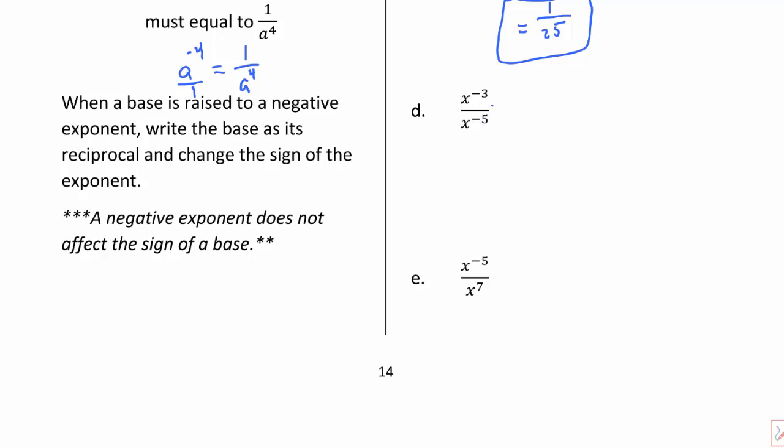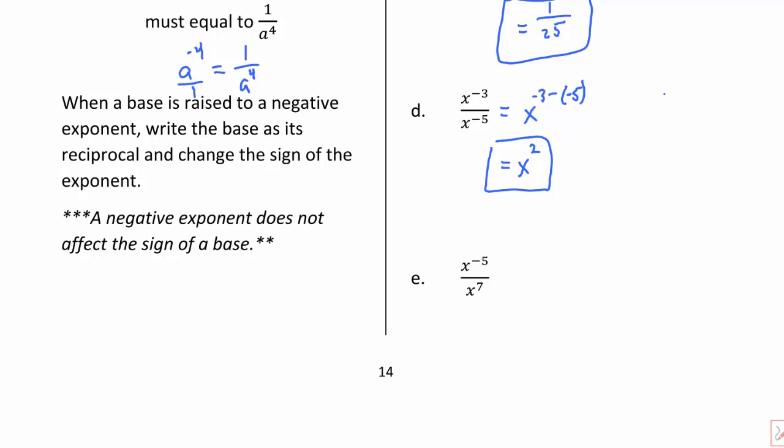Okay, let's look at d. x to the negative 3 divided by x to the negative 5. That's the quotient formula, so we need to take the difference of the exponents. It's always the first minus the last, or the top minus the bottom. Negative 3 minus negative 5 is negative 3 plus 5, which gives me x squared.